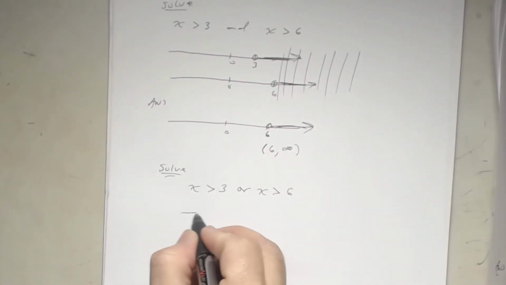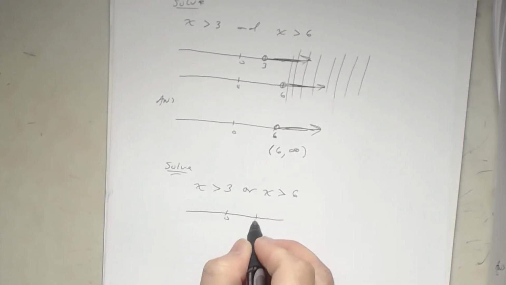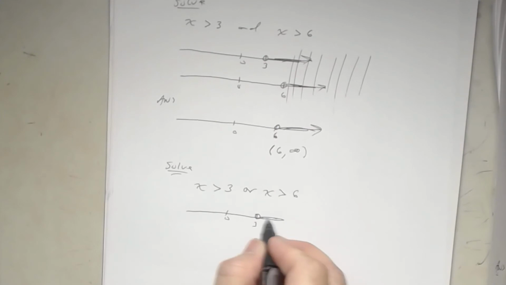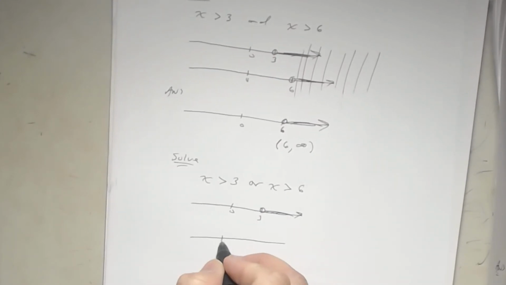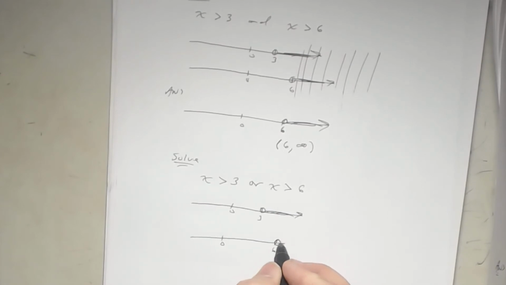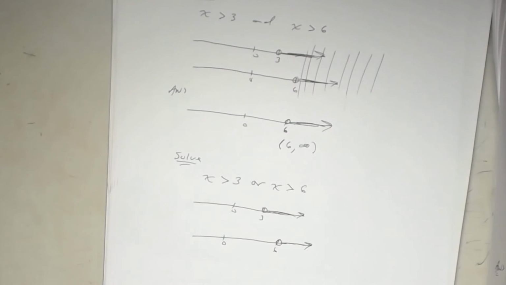So if I graph the first one, here's 0, here's 3. Open or closed circle? Going which way? To the right. Here's the other one. So here's 0, 6 is here. Open or closed? Going which way? To the right. Now, here's a question. What's the solution to this compound inequality?